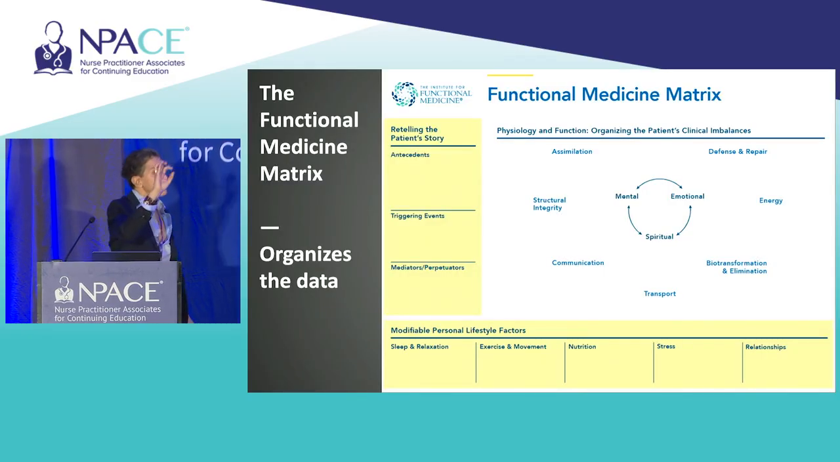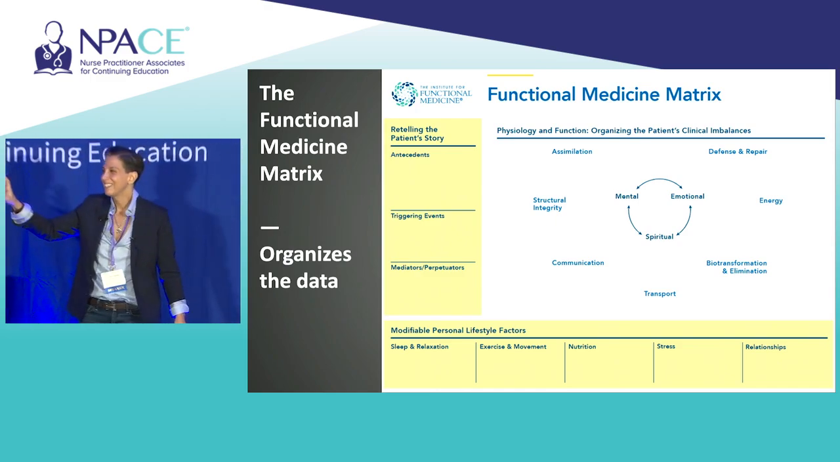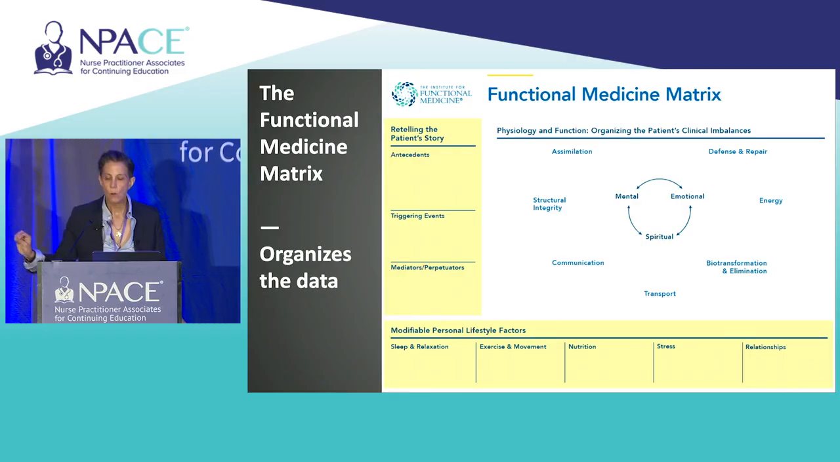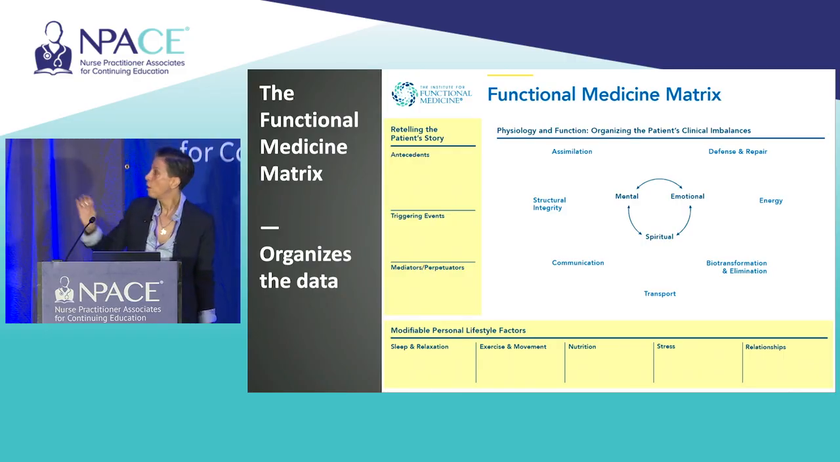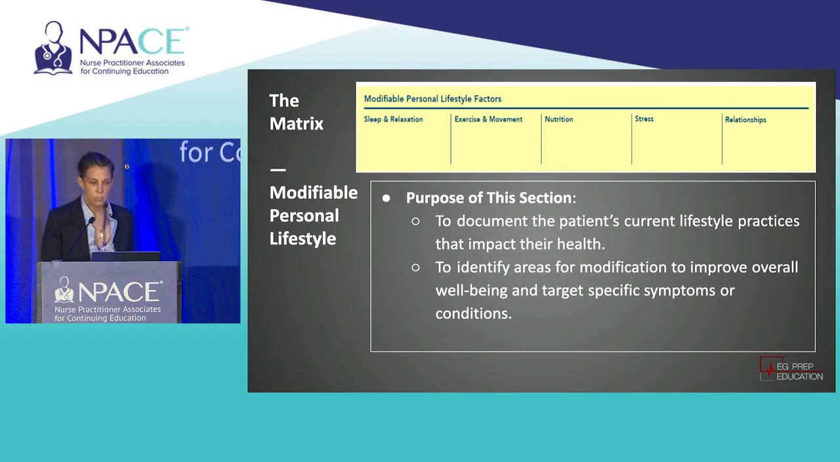So we did the timeline. The timeline was how we got the history. Okay? That's how we started the history. Now we put it in something called the functional medicine matrix. So you already know what's in that column, your antecedents, your triggers, your mediators. You already know that vertical column there. Let's take a look at this horizontal line here.